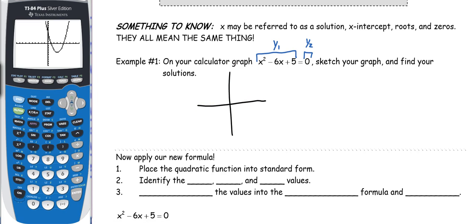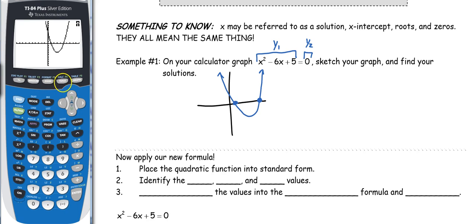So I'm going to draw a sketch of my graph. So I have my x and y axes, and then I have my parabola. Now notice the parabola is crossing the x-axis in two spots, which means we're going to have two solutions. So to find our solutions, we need to find the intersection point.